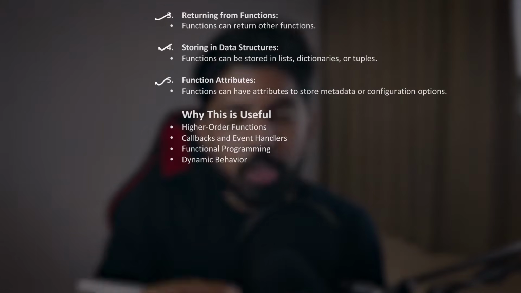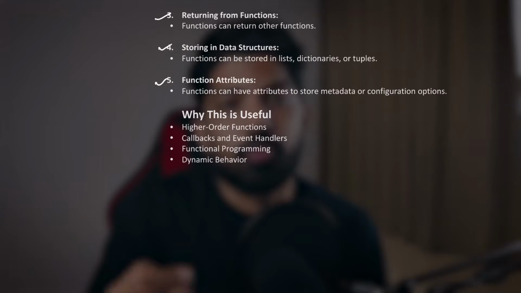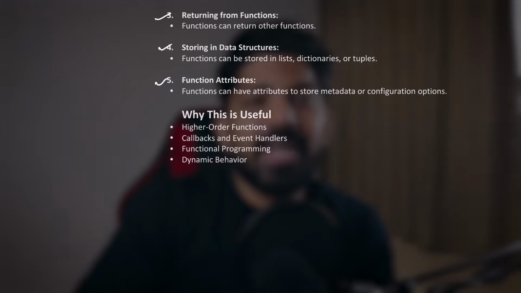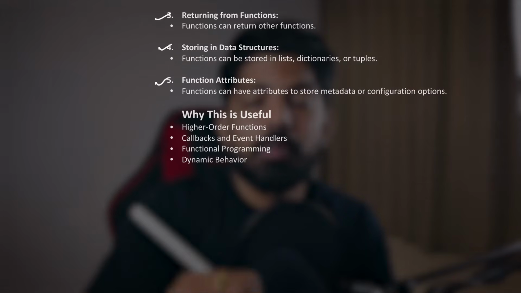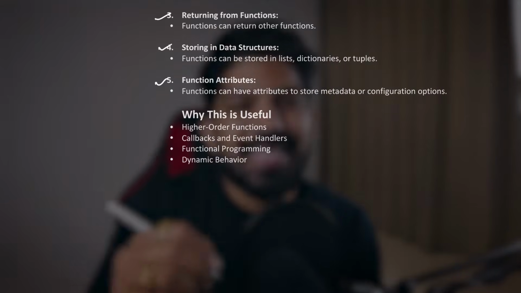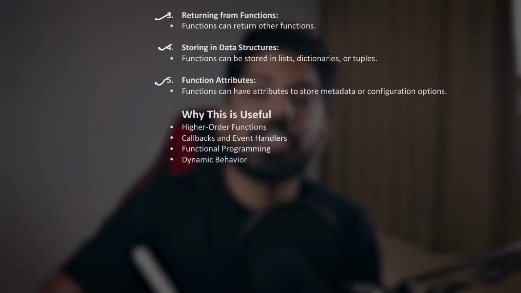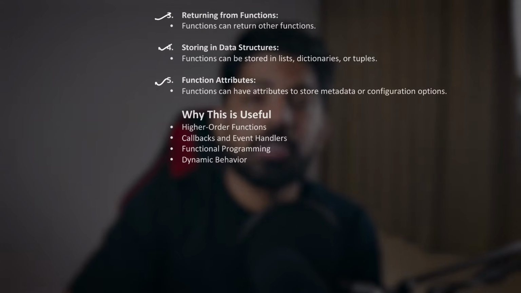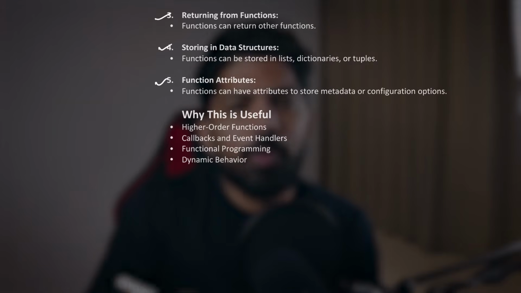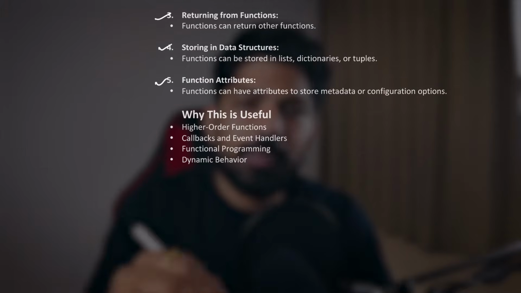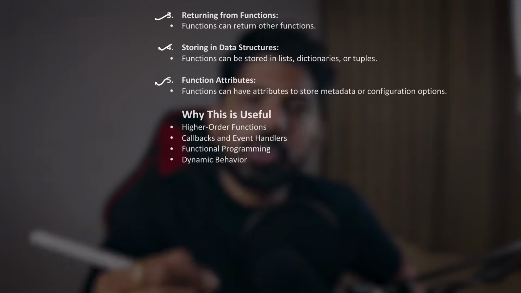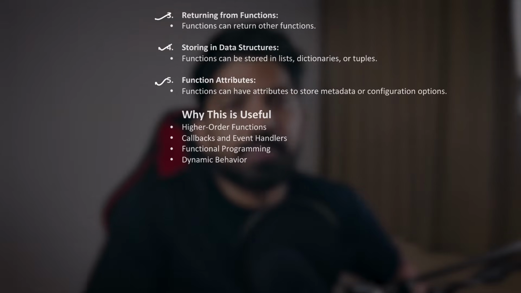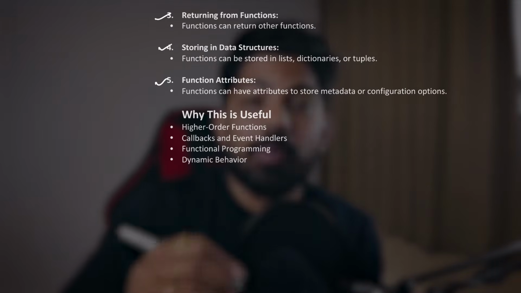So why is this behavior of functions useful? The first is we can create higher order functions so that we can manipulate other functions, which can enhance modularity and reusability. The second is callbacks and event handlers. Generally, this is used in GUIs, so we can use this in response to certain actions. We'll also be having a quick session on how to create GUIs in Python. The third point is this behavior is really useful in functional programming. And this is also useful for dynamic behavior. So let's quickly understand this topic with the help of a few examples.